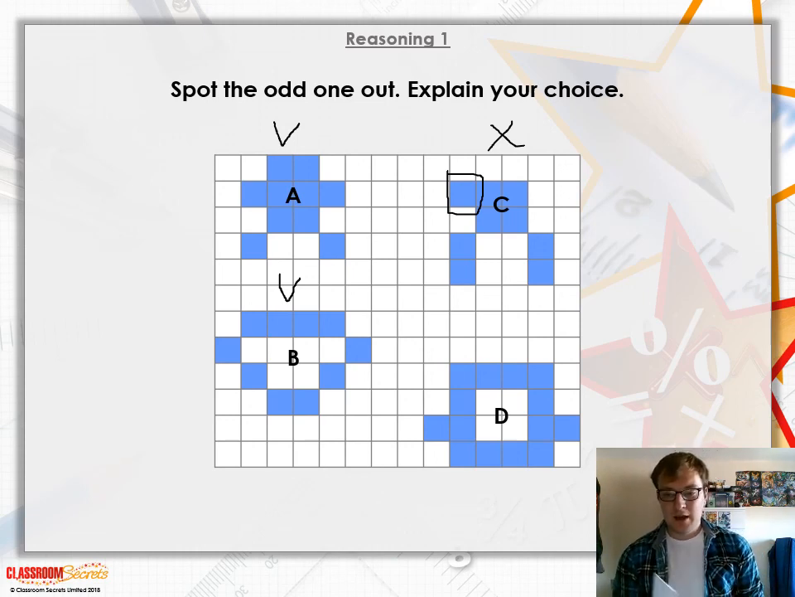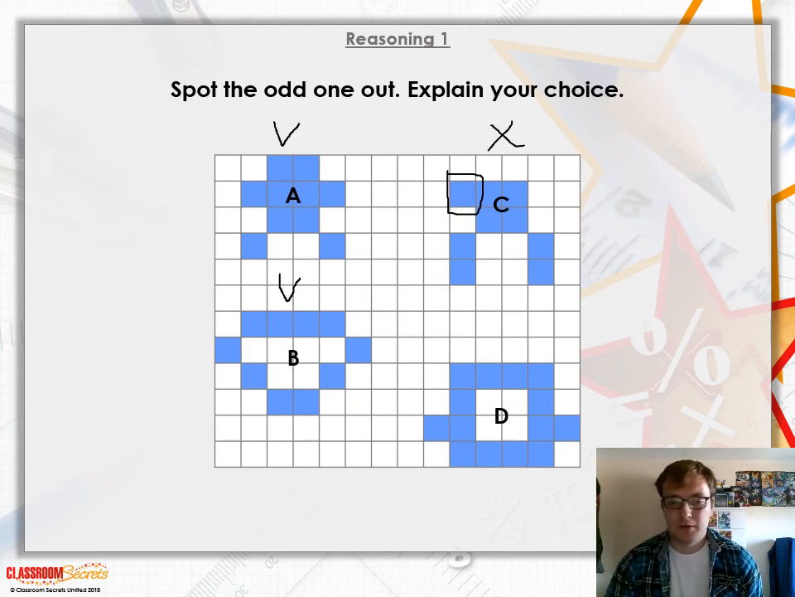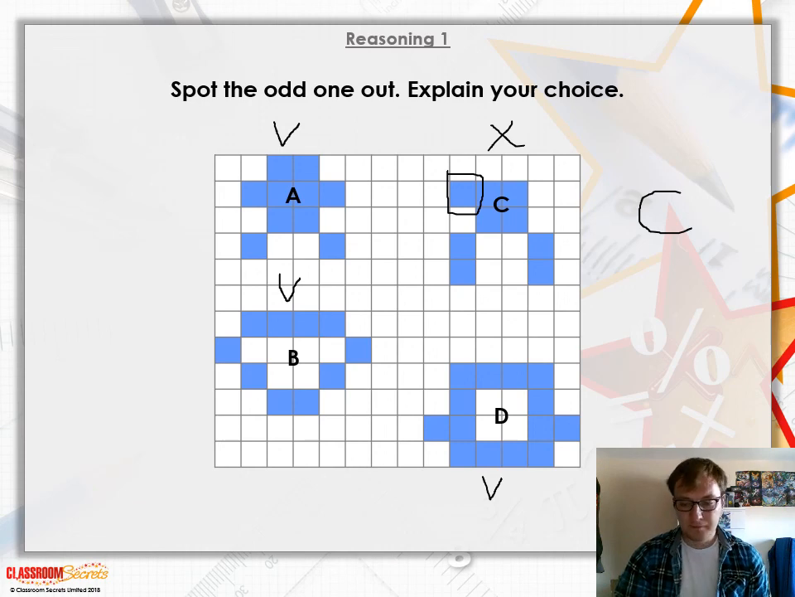We're going to check D. So once again, horizontal, doesn't have horizontal line symmetry. Diagonal, doesn't have a diagonal line symmetry. Finally, vertical, does have a vertical line symmetry. So it would be C is your odd one out because A, B, and D have vertical lines of symmetry.